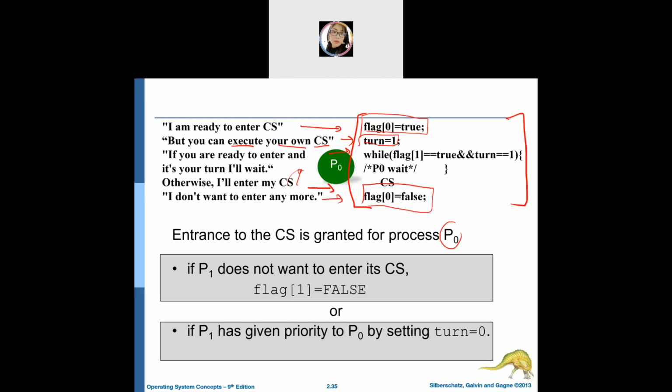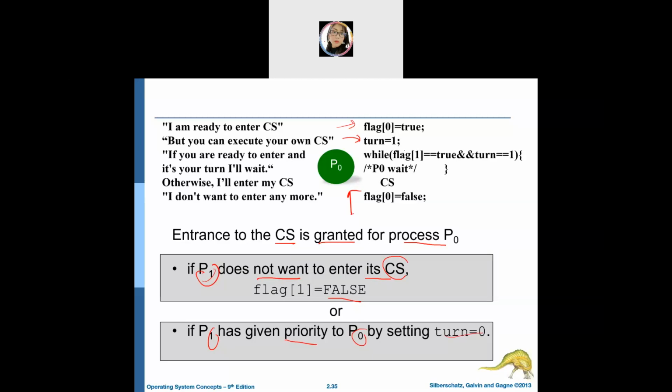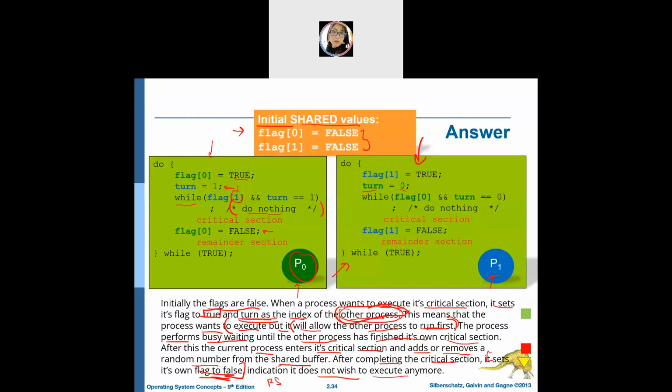It's not ready. So maybe you can try to go through one by one again, what is the meaning of each line. Entrance to the CS is granted for process P0 if P1 does not want to enter its CS, so flag 1 equal to false. Similarly, if P1 has given priority to P0 by setting turn, this is a similar thing to what we just looked at in this program.